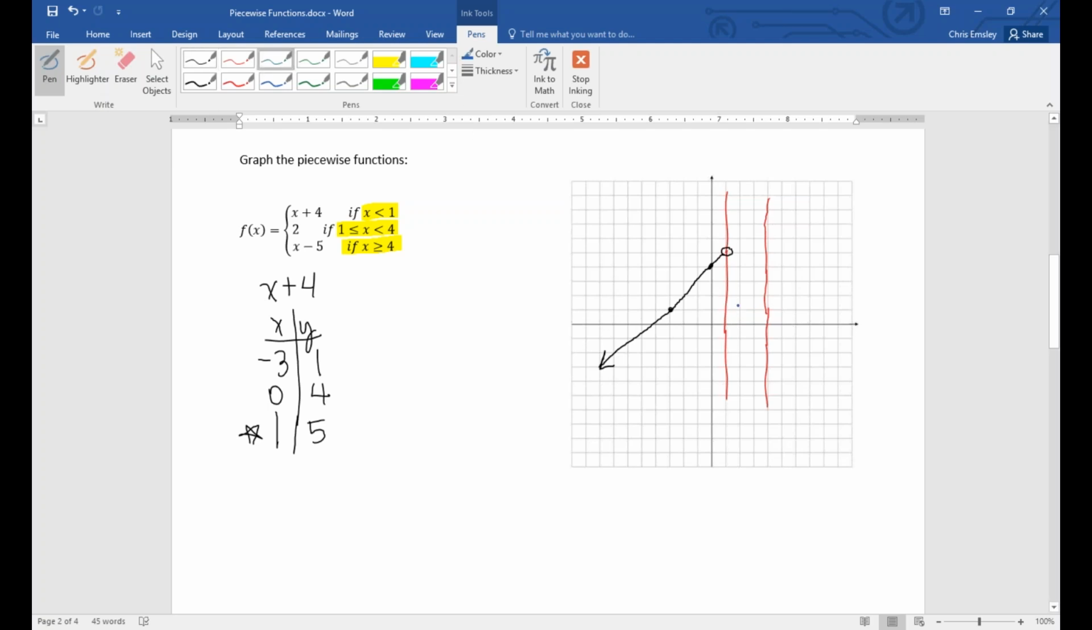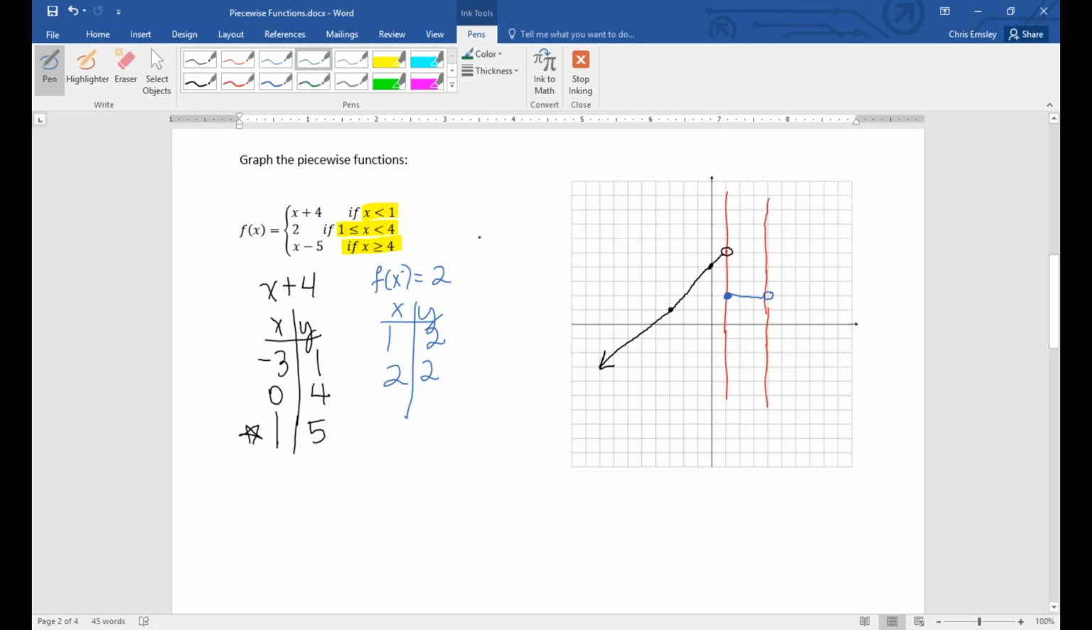Now for the middle section here between the 2 red lines, that's where I'm going to use f of x equals 2, the middle function. And I don't really need to make a t-table. If x was 1, y would be 2. If x was 2, y would be 2. Anything between 1 and 4, y is going to be 2. So we start here at 1, and we're going to include that value because of the greater than or equal to, and we go all the way to 4, which is going to be the open circle, and that gives us a horizontal line for that part of the graph.